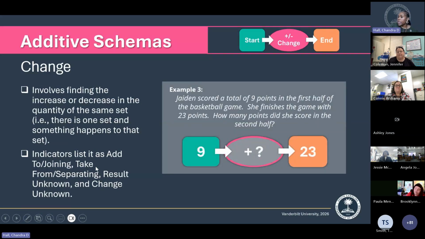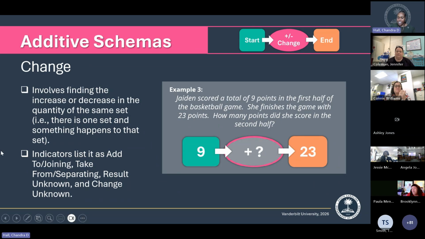Example 3, Jaden scored a total of 9 points in the first half of the basketball game. She finishes the game with 23 points. How many points did she score in the second half? What do y'all think about this one? Okay. I'm seeing change unknown.